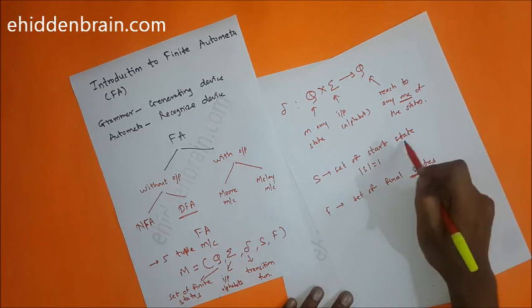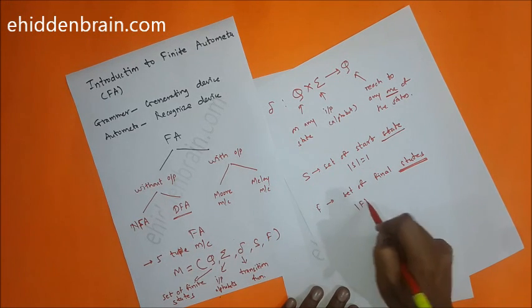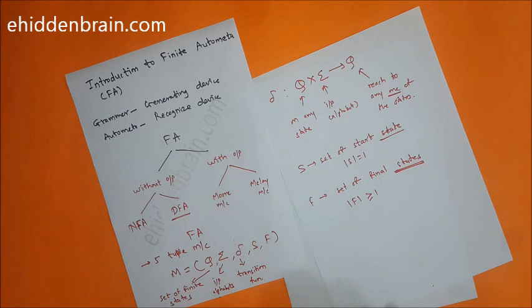So there is a difference: it was a start state, now it's a set of final states. So |F| will definitely be greater than or equal to 1. So this is the mathematical definition of finite automata. In the next video we will consider the difference between DFA and NFA in more depth.